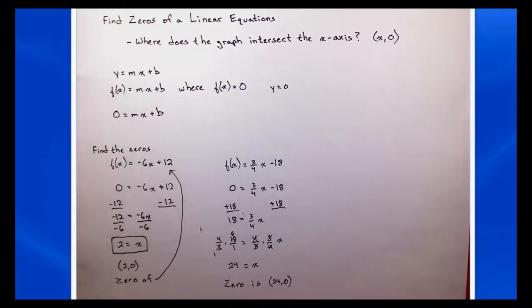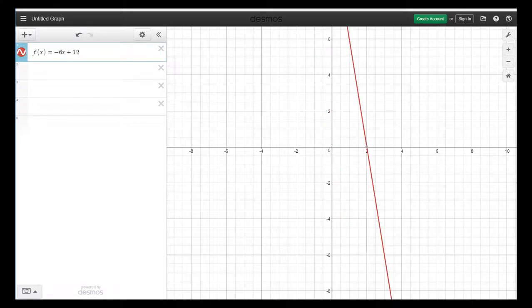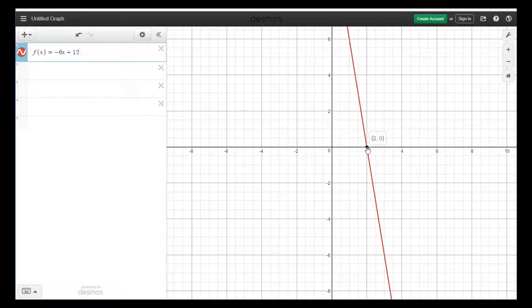Okay, so for the first one, I said that the coordinate was 2 comma 0. So let's pull up Desmos and plug in what we have. I believe f of x equals a negative 6x plus 12, right? Negative 6x plus 12. Very good. That's my equation, and this is what we get. And look at there, right there. That's my 0. That's where it intersects the x-axis. That's what a 0 is.